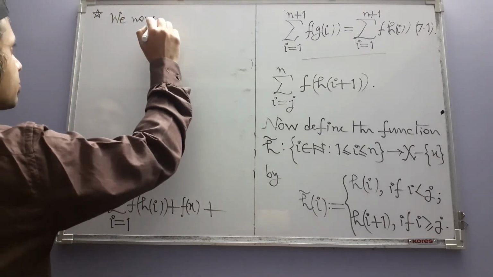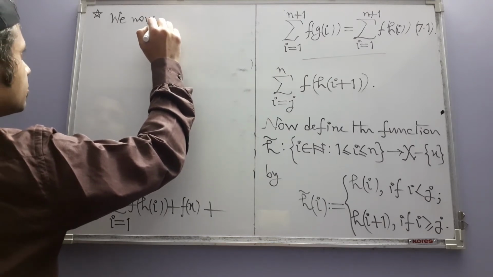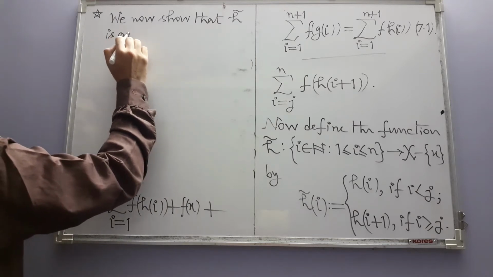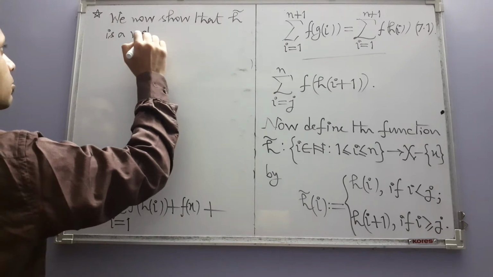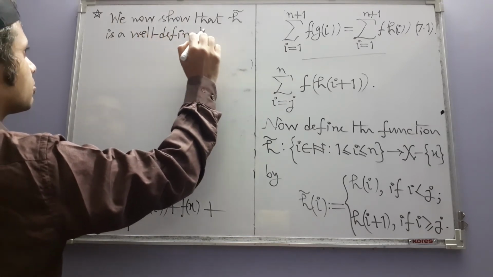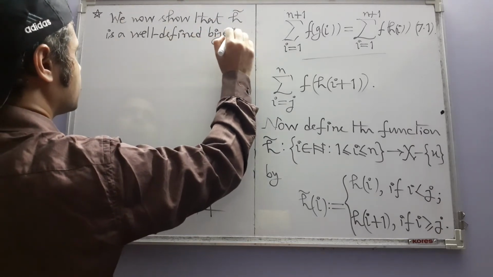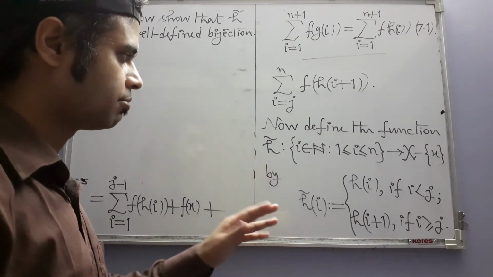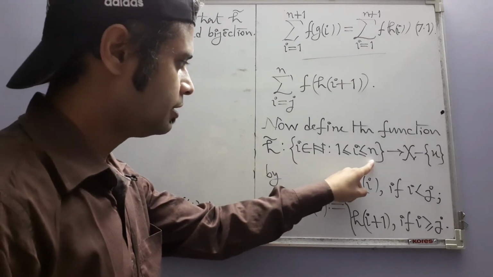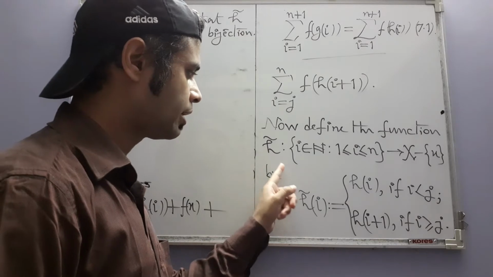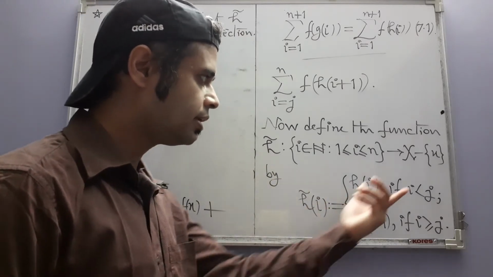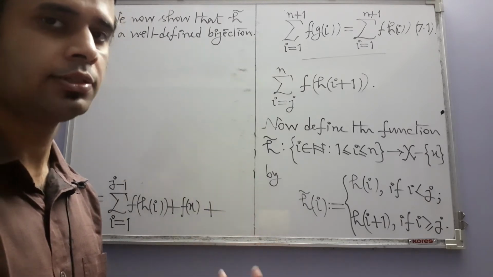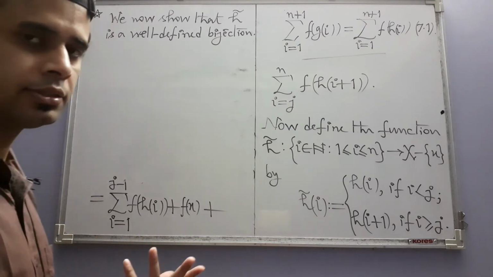We now show that this is a well-defined bijection. To prove that h tilde is well-defined, what do we have to show? If we take any integer from here, any natural number i, we need to show that h tilde of i, the way we have defined, actually is an element here, and that element is unique. For one i, we will get only one h tilde of i. If we manage to show that, it will mean that h tilde is well defined.